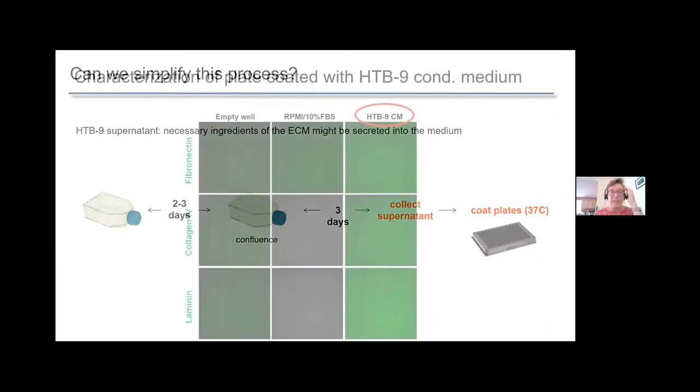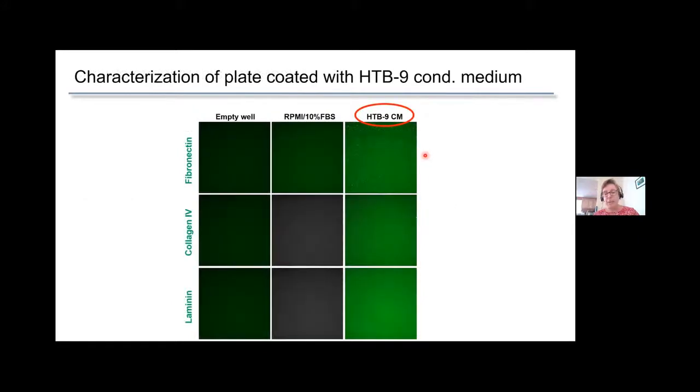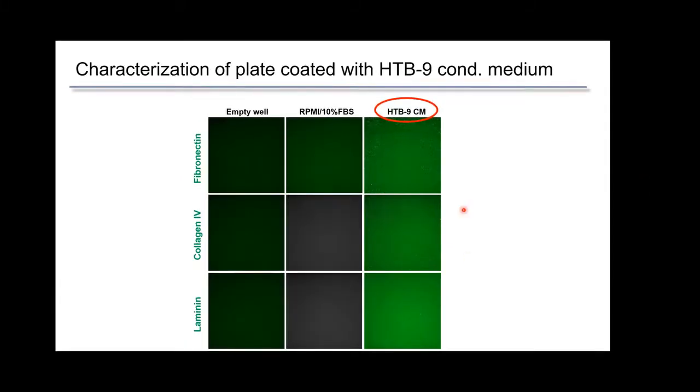Now, when we did this, we could then also stain again for fibronectin, collagen, and laminin. Sorry, these are not the best images, but it was quite dim. It's hard to get a good image of these wells that are really, frankly, empty. But you can see that in an empty well, there's no staining. With just media, there's no staining. With our conditioned media, you can see kind of a granular surface, and that's exactly what we're looking for.